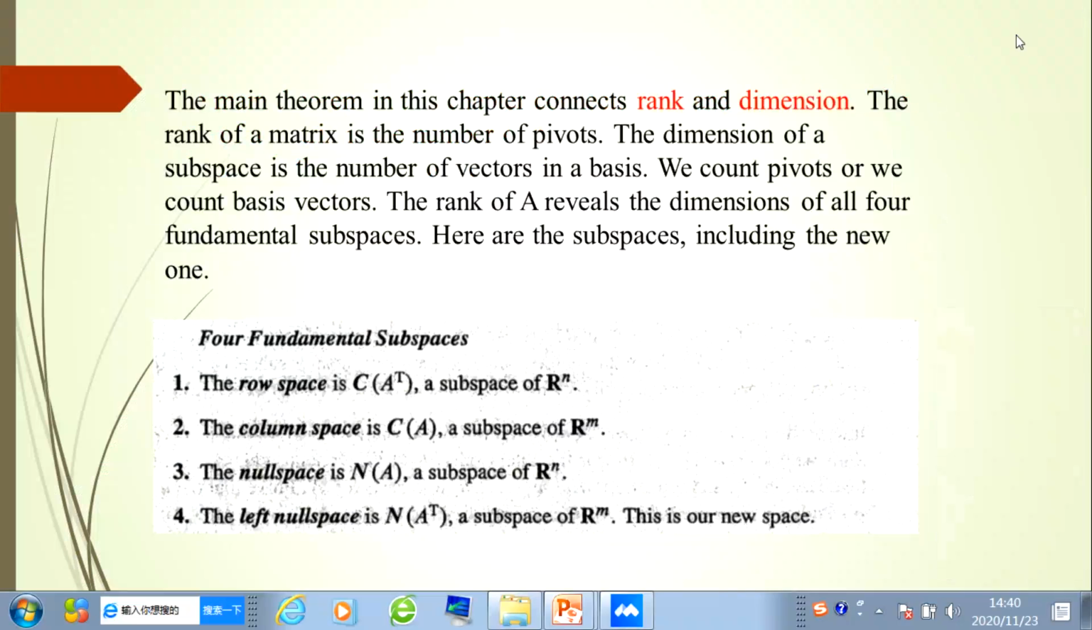So the four fundamental subspaces: the row space, which is the column space of A transpose, the column space of A, the null space of A, and the left null space of A. And be careful, some of them are subspaces of Rn, some of them are subspaces of Rm. And here A is in the m by n format.